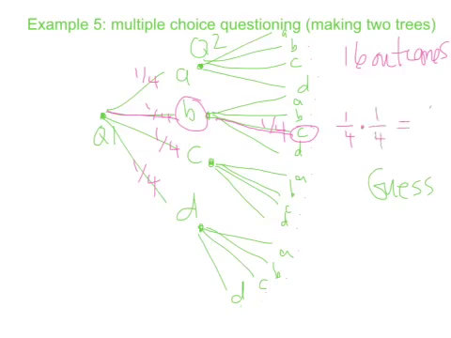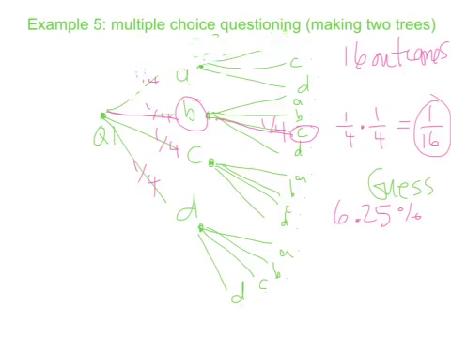So multiplying those probabilities, we have a 1 in 16 chance of guessing correctly, or a 6.25% chance. Pretty slim. That's why you don't want to be guessing. You should just learn, and then it works out much better. The odds are definitely in your favor when you have knowledge on your side. That tree was very involved. Let's see how we do the same problem with a different tree.